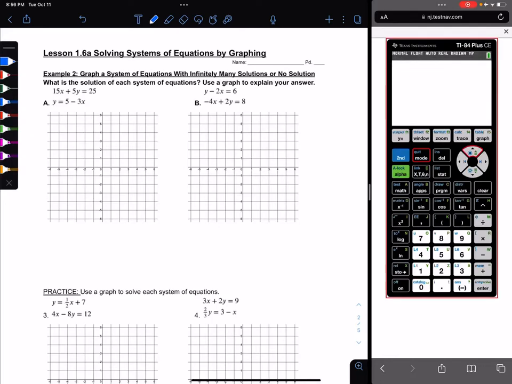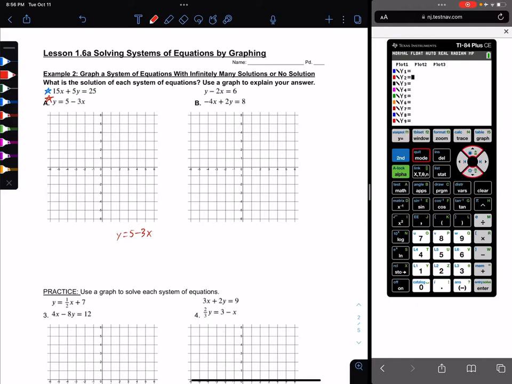Here we're going to look at example 2 and graph a system of equations with infinitely many solutions or no solution. In part A, we have two equations. We have 15x plus 5y equals 25, and we also have y equals 5 minus 3x. Now, y equals 5 minus 3x is in a form that we can plug right into our graphing calculator.